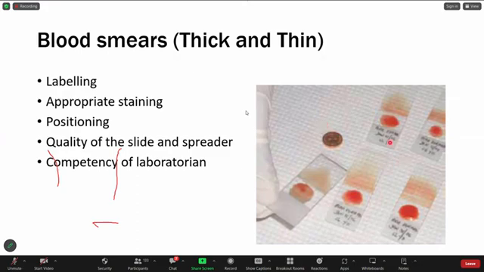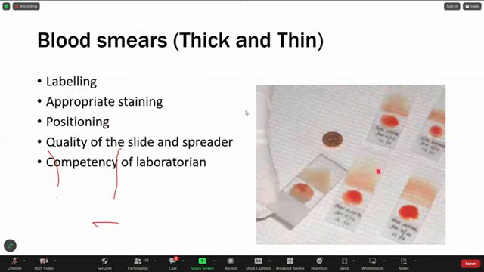One is labeling. We should label the smear with the patient identifier. In this picture here, we have 5 smears. The 4 are labeled well with patient identifier, but 1 is not labeled. Then we should also emphasize appropriate staining. When we are to examine malaria slides by microscopy, we should emphasize appropriate staining.